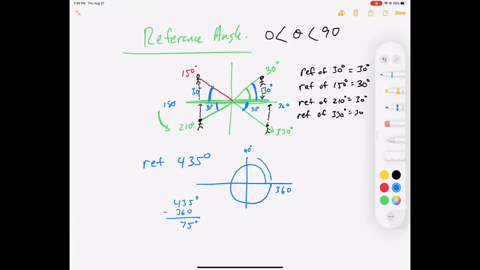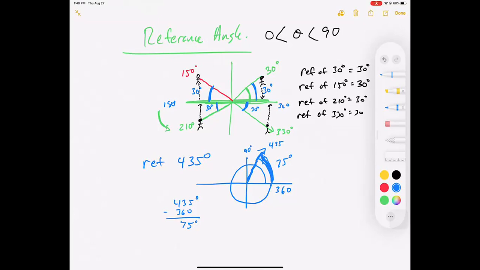It turns out I'm going to be right here, at 435, this angle here. It's going to be 75 degrees. Right. That's my reference, because we're always coming back down to the horizontal.